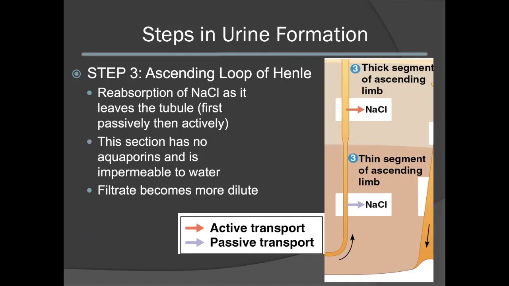As the filtrate moves to the ascending loop of Henle, sodium chloride will be reabsorbed as it leaves the tubules. First, this transport occurs passively, but then it occurs actively as it moves into the cortex. This section of the tubule has no aquaporins, which means that it is impermeable to water. As a result, the filtrate becomes more dilute as it moves through the ascending loop.